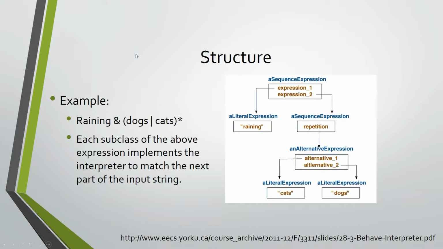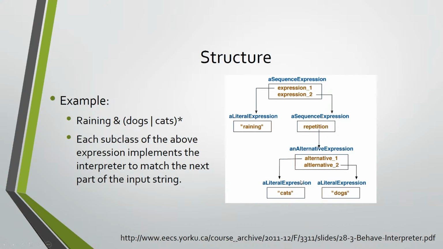So let's look at this expanded a little bit. You have your expression right here, and in this instance we're going to be talking about the phrase raining cats or dogs. And so raining right here is your terminal expression, and cats or dogs is your composite. It can be either or.